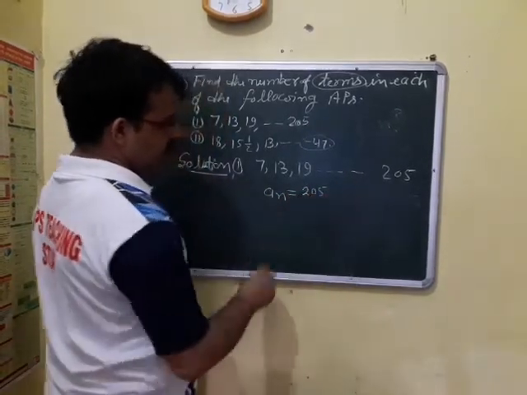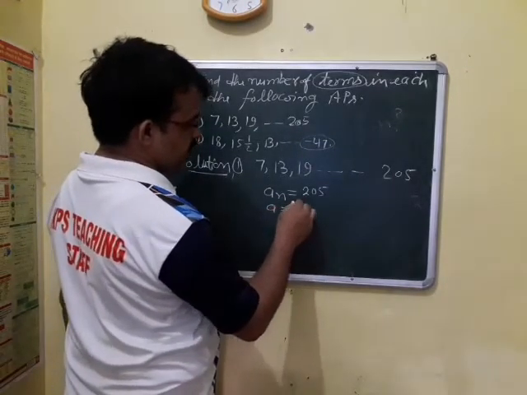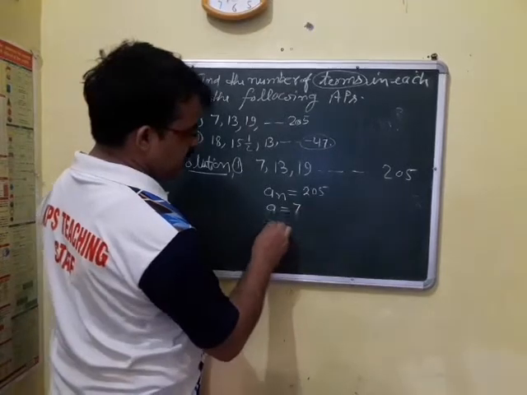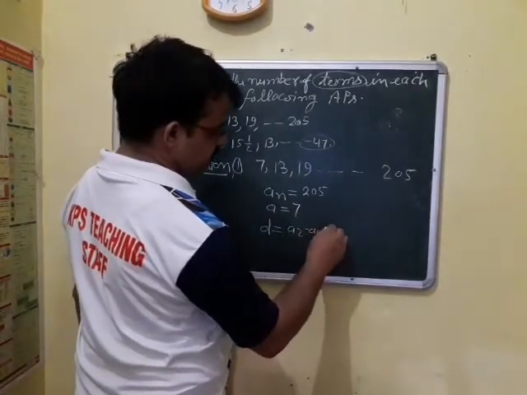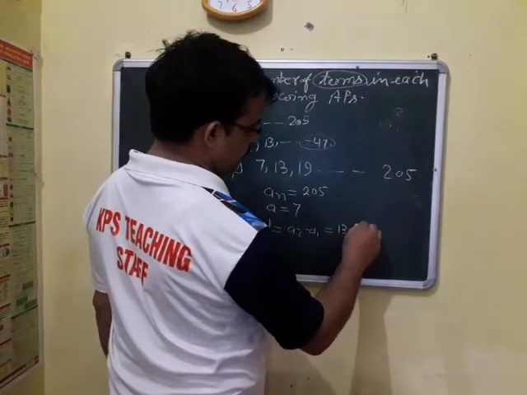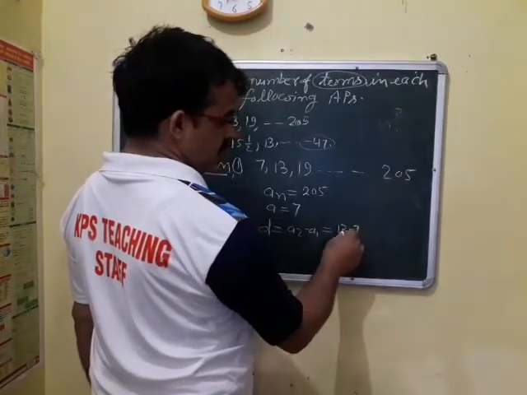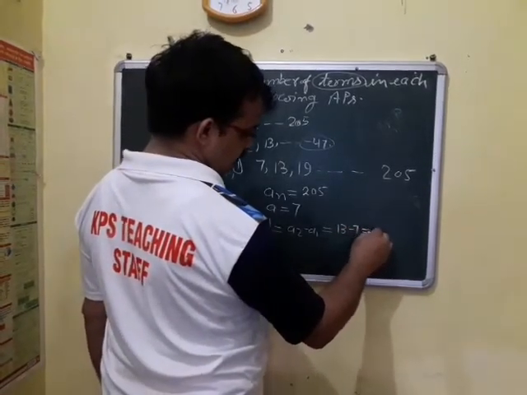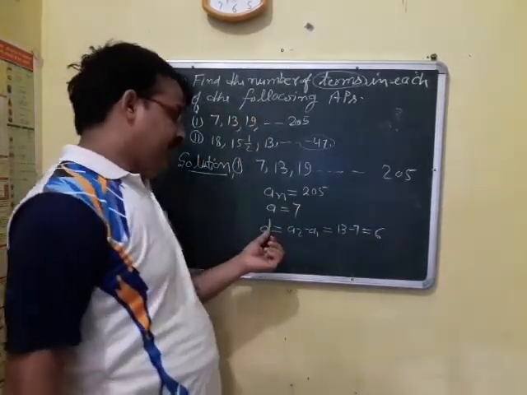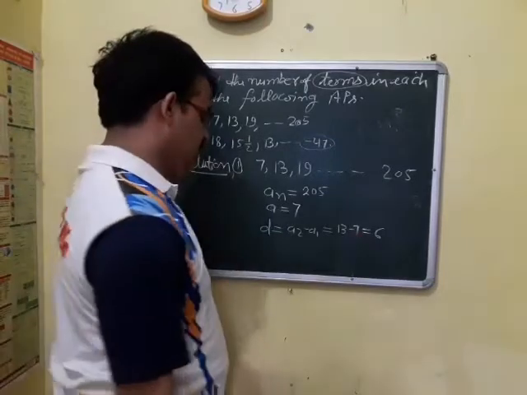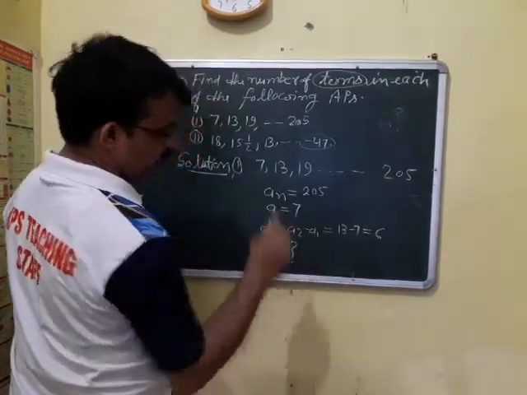205. a is the first term, which is 7, and now d we find, the common difference, a2 minus a1. a2 is 13 and a1 is 7. 13 minus 7, we get 6. d is equal to 6, clear, and we find n, clear.